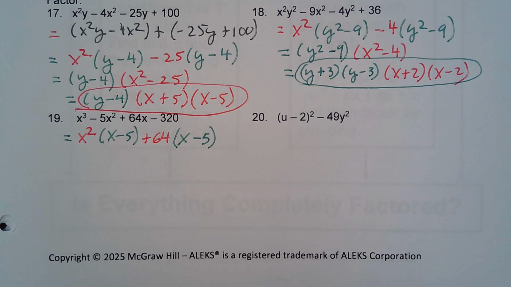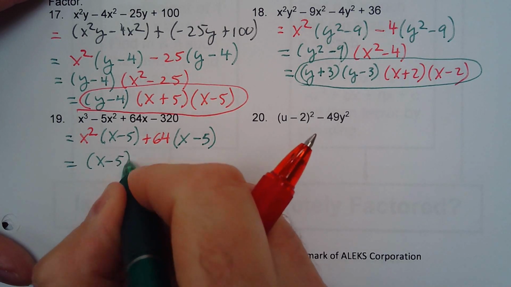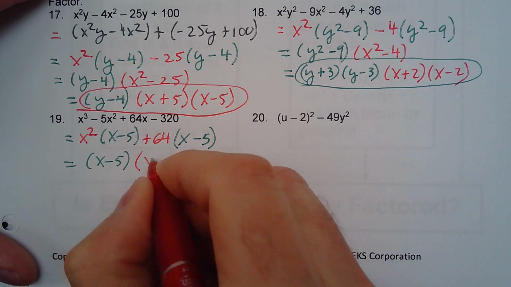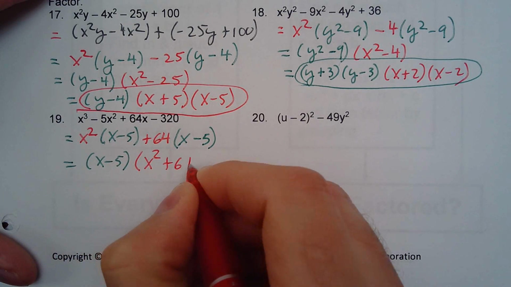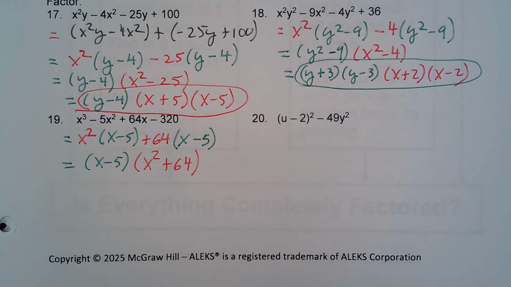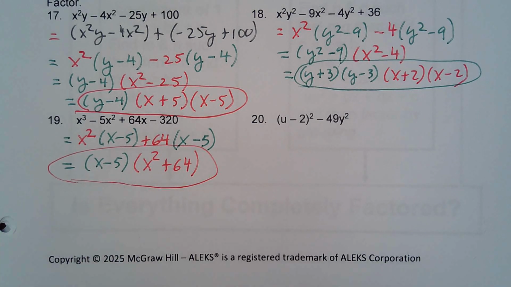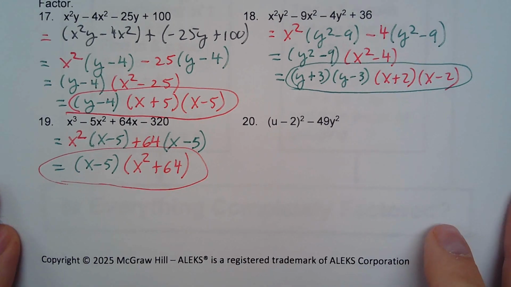And now let's factor out the x minus 5. So my leftovers are x squared plus 64. It's not a minus sign, so I cannot break this down any further. This is as far as we can go. So just be careful. If that's a plus with a different square, that's not a difference of squares. Sum of squares, that cannot be factored.